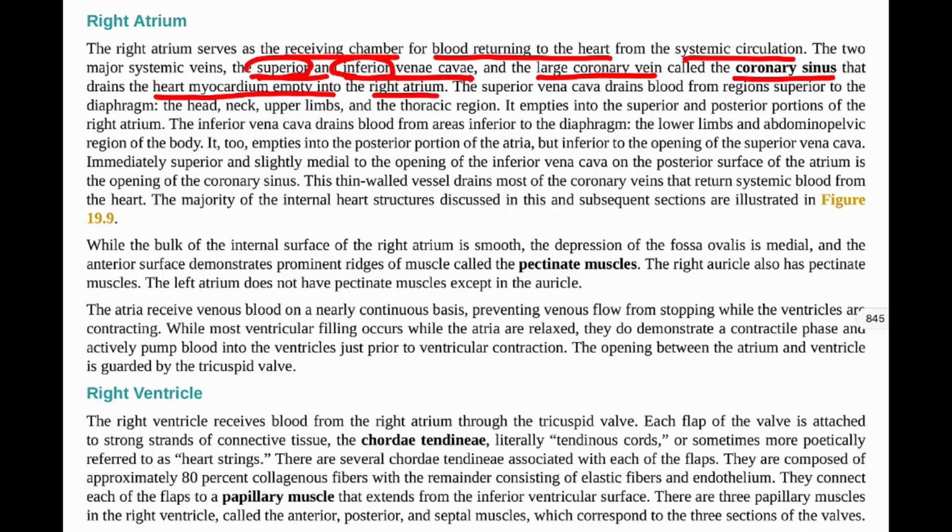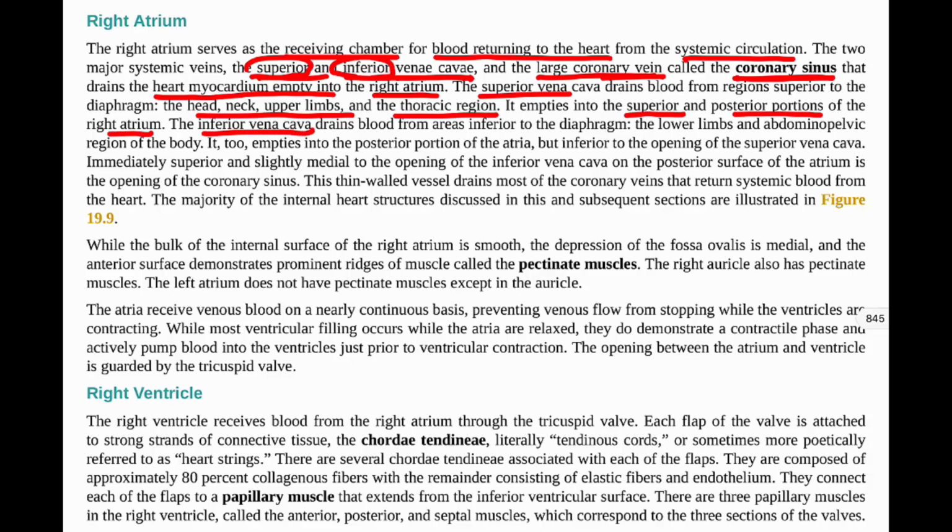And that's talking about that here, I guess. The superior vena cava is going to drain blood from the head, neck, upper limbs, and the thoracic region, so the heart and up, and it empties into the superior and posterior portions of the right atrium. The inferior vena cava is going to drain blood from things that are below the diaphragm, so lower limbs, abdominal, pelvic region of the body. It also drains into the atria, but inferior to the opening of the superior vena cava, so just a little bit lower. There are two openings there.